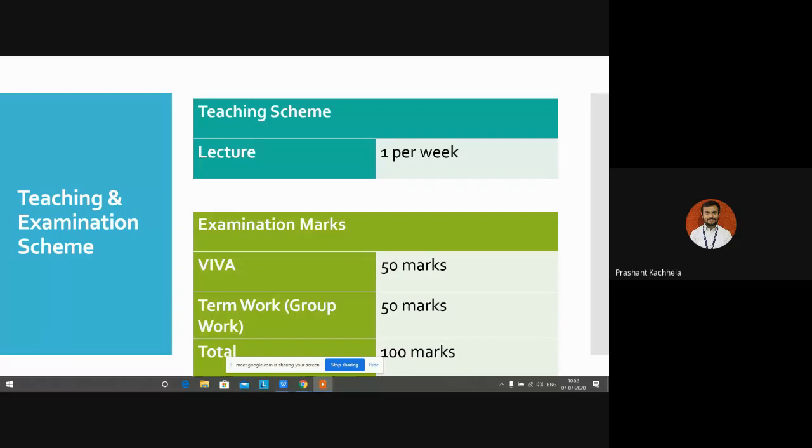About the examination scheme, it is a combination of Viva as well as term work. There are a total of 100 marks. As a part of the end semester examination, we are having Viva. So Viva is taken at the end of the semester, and it is of 50 marks. While as a part of term work, internal evaluation, we are going to have group work. Group work will include group presentation.